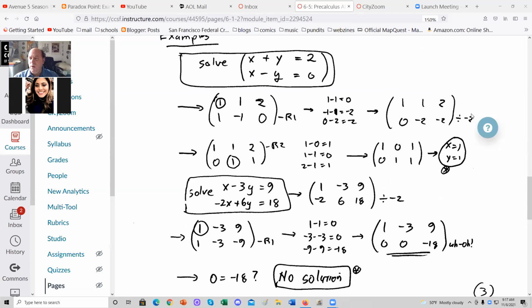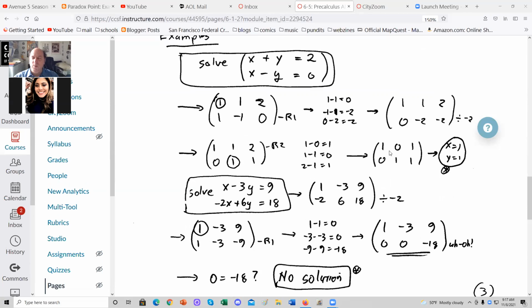This row, we rescale by dividing by -2. And so it becomes 0, 1, 1. So we have the matrix 1, 1, 2, 0, 1, 1. We'll pivot on this entry here, and to eliminate this, we simply subtract row 2 from row 1.